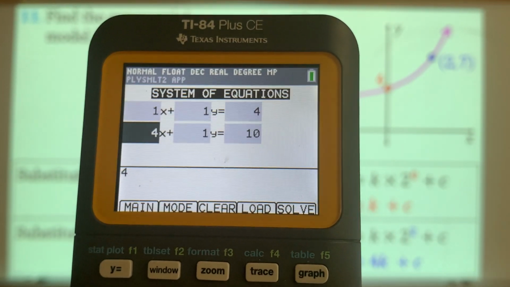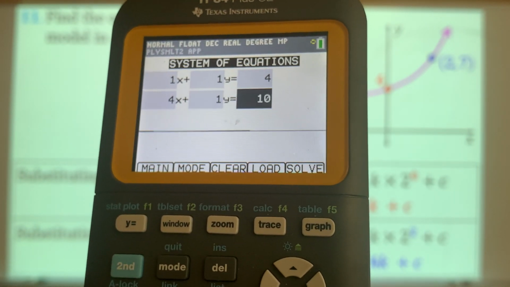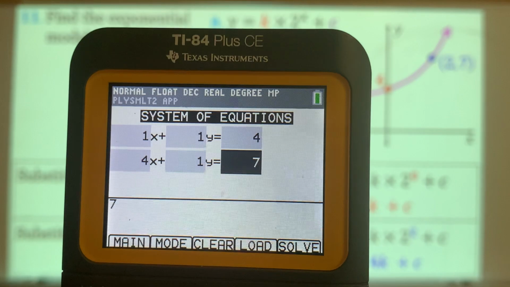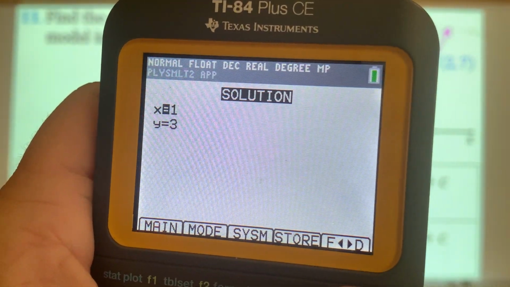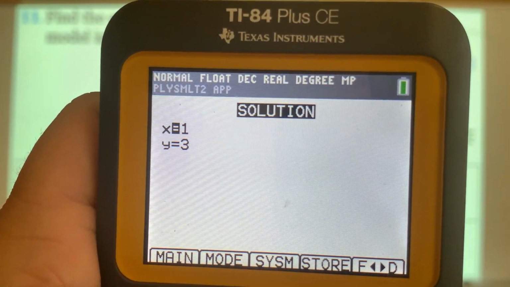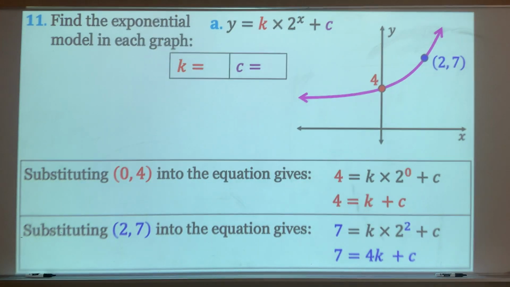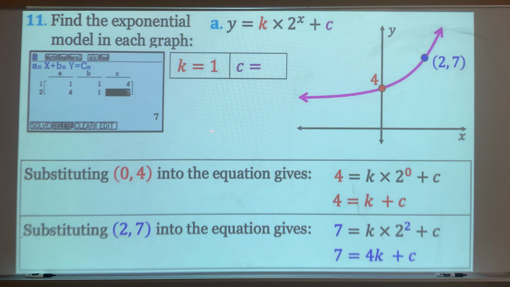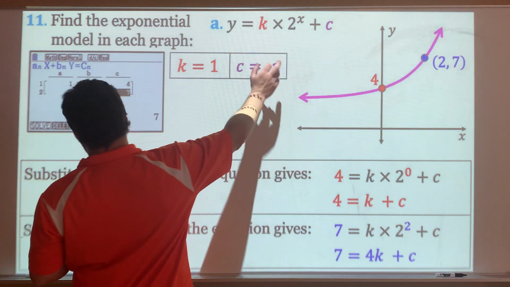I'm solving this right now with you. And then 4, 1, 7. So that's what I should end up with as an answer. 1, 1, 4, 4, 1, 7. Good. And k equals 1 and c equals 3. Think I'm right? Is that what you got? Let's go check it out. K equals 1. Very good. And c equals 3.